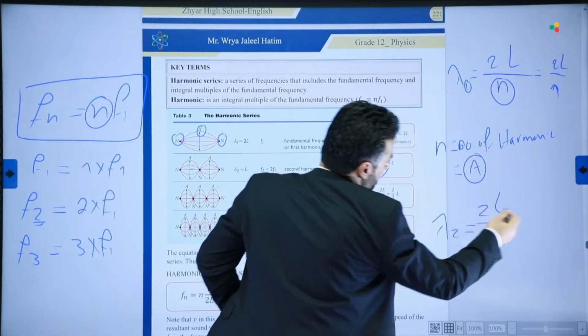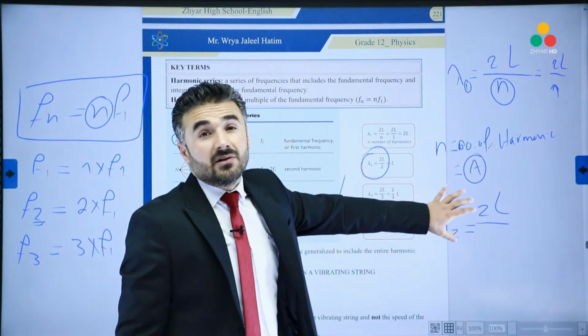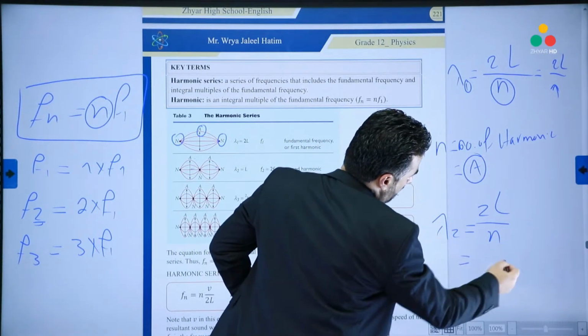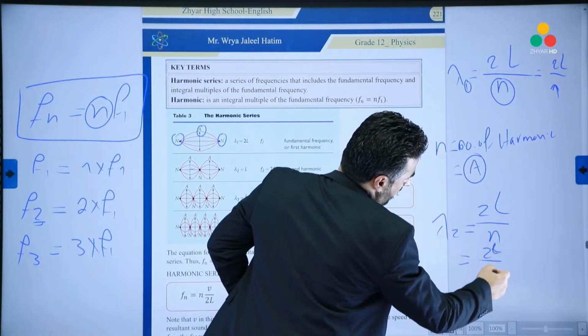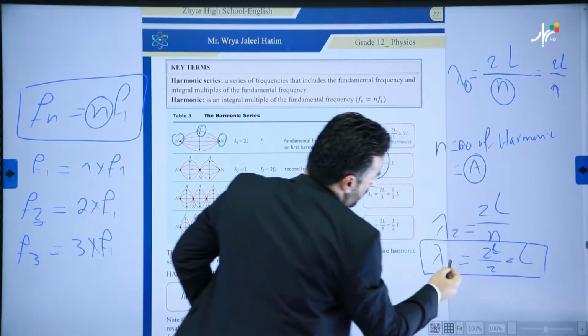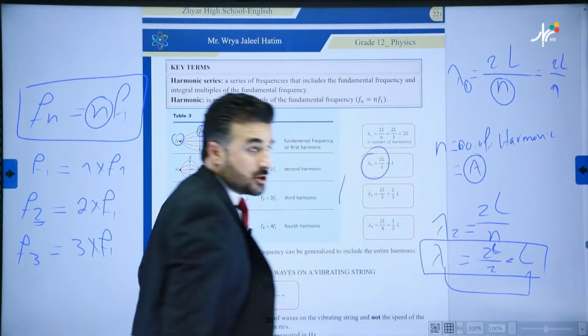So the wavelength for the second harmonic, using this equation, we can say the second wavelength equals 2 times L, that is something fundamental, yeah? Then what changes is this number of harmonics. So if it is the second one, we'll just divide 2L by 2. In this case, the wavelength for the second harmonic equals the length of what? The length of the string here.